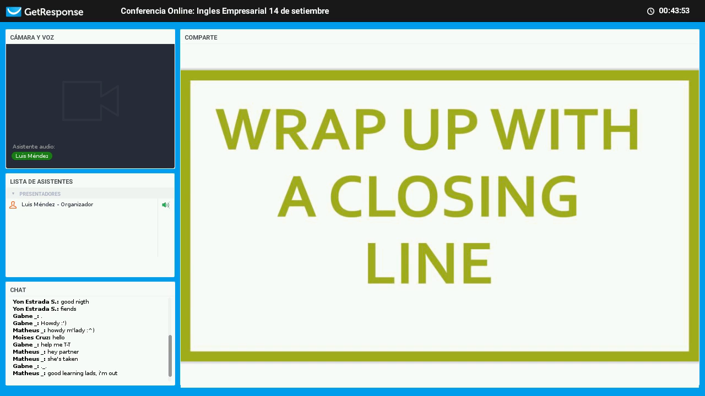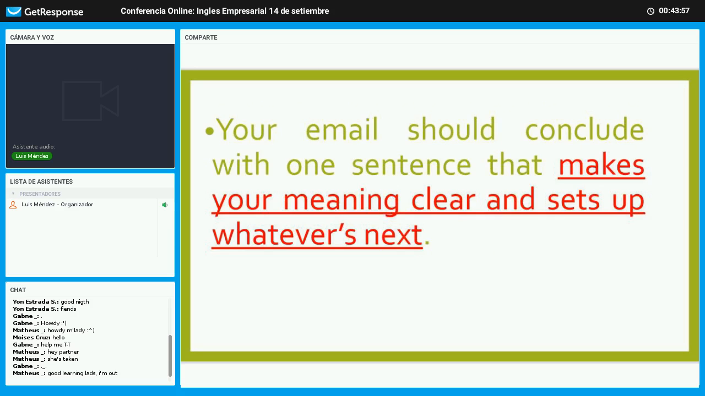So you have to be sure about how you want to end this conversation, how you want to end your email, what you want to obtain from this, for example. You have to set the next point that is coming. What are you going to do after sending this email? What is the next step? What is coming next?